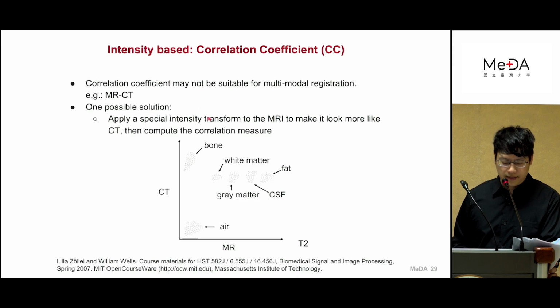In the figure here, it shows the correlation of intensities between different objects in CT and T2 images. Both CT and T2 images have low intensity values in the air region, but CT has high intensity values in bones, while T2 still has low intensity in bones. This explains why the correlation coefficient fails for multimodality registration.